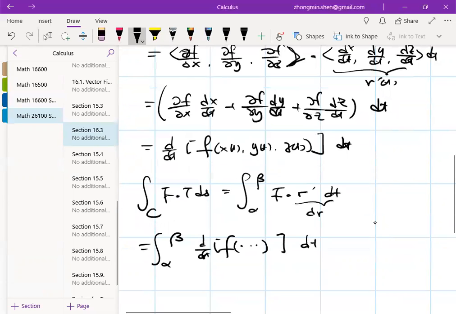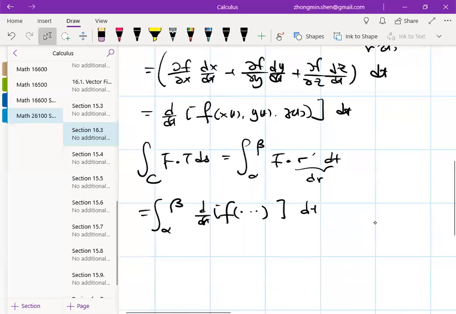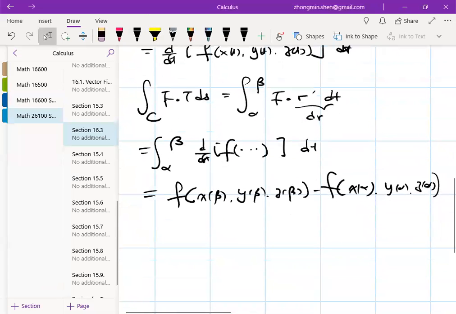Then what? This is the antiderivative. This is the derivative of some function. That's why it is going to be f of x(beta), y(beta), z(beta) minus f of x(alpha), y(alpha), and z(alpha). The difference of the value of the function between the points.